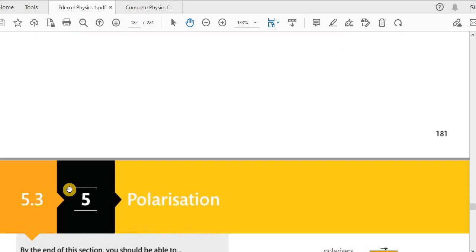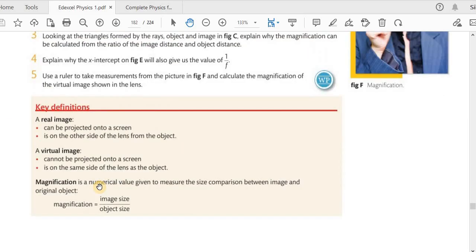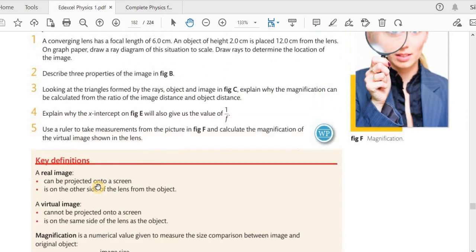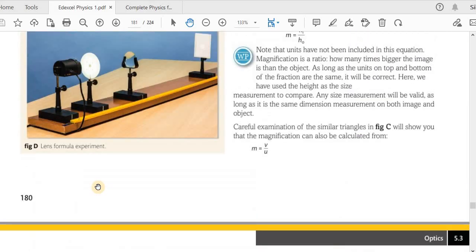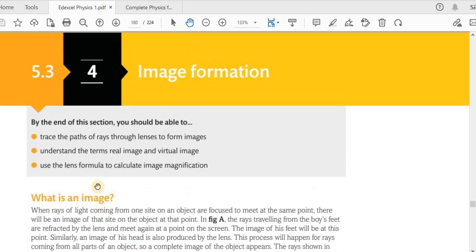Alright, we have come towards the end of that lesson, chapter 5.3.4. The next lesson is chapter 5.3.5, which is polarization. By the way, before we wrap up this chapter, I wanted to show you about forming these images.